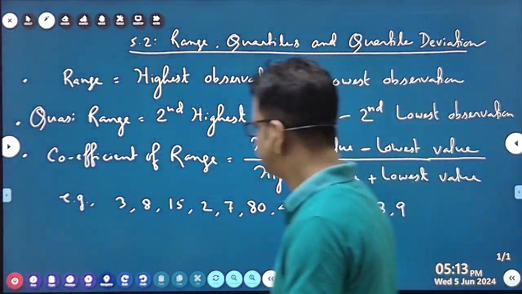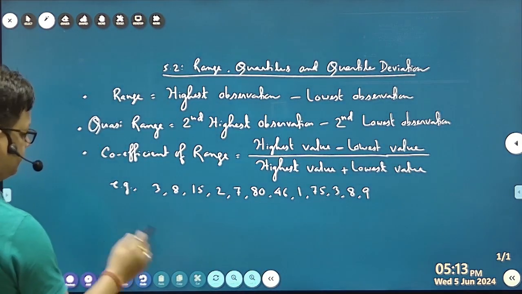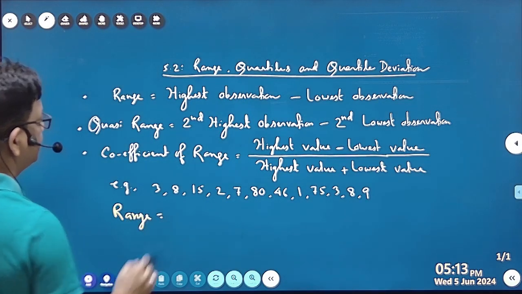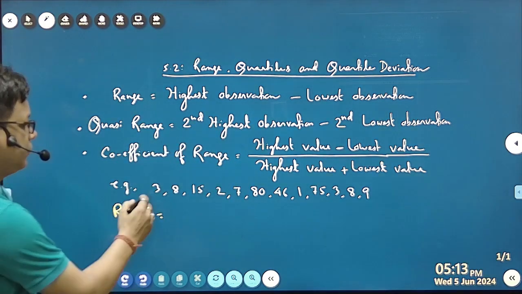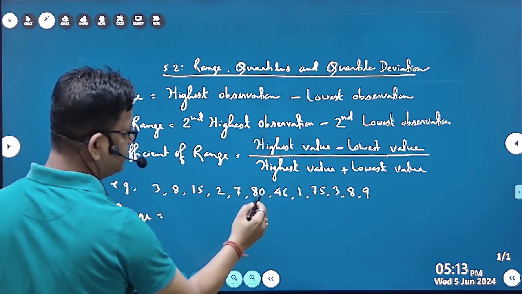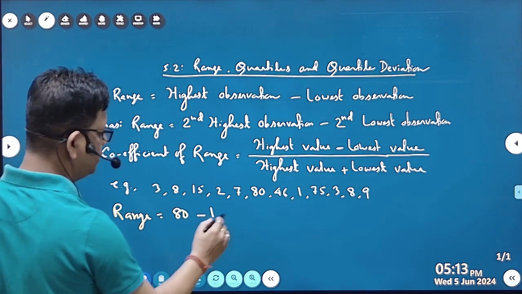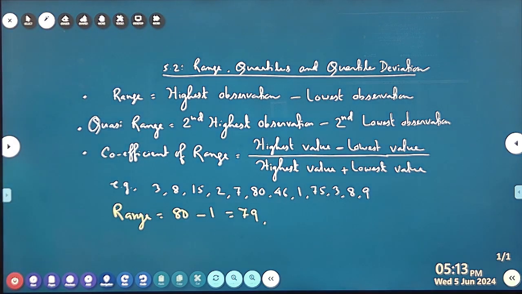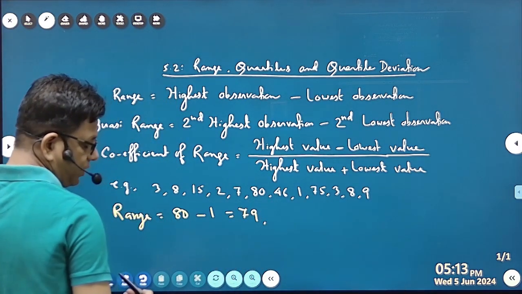Now the range of this data. Range is, as you see already written there, highest observation minus lowest. Out of all this data, the highest one is how much? 80. So 80 minus the smallest one, which is 1. So 79 is the range. If a direct question comes, find the range, this is one of the easiest things. Directly you can find the difference.